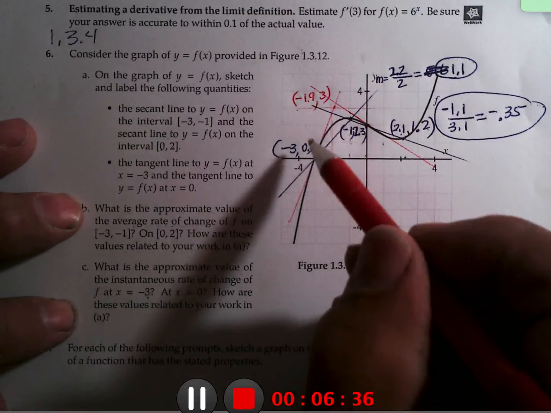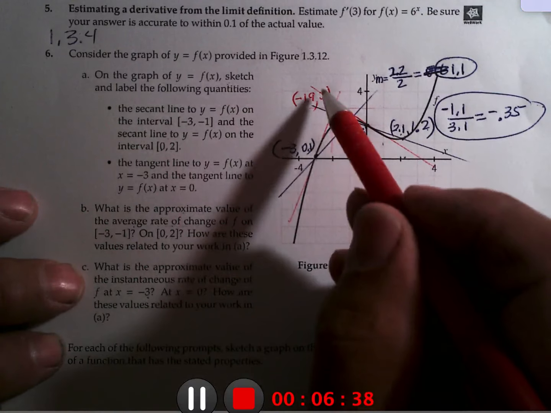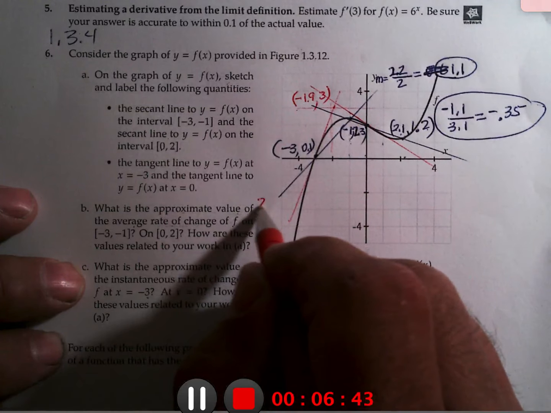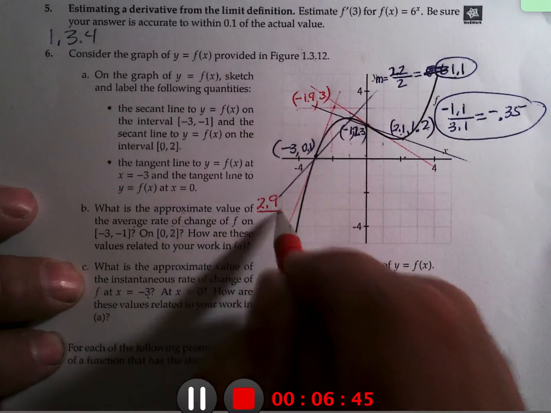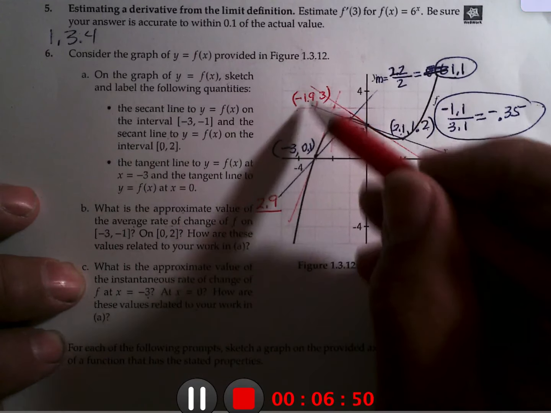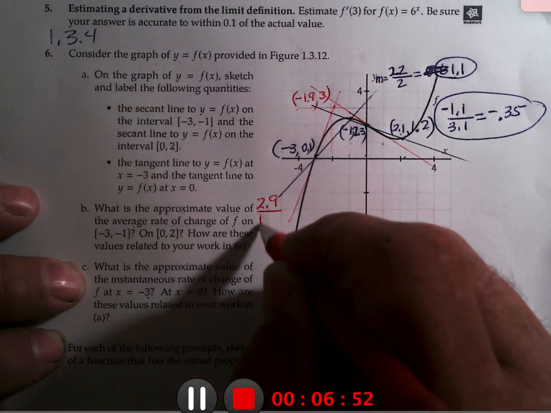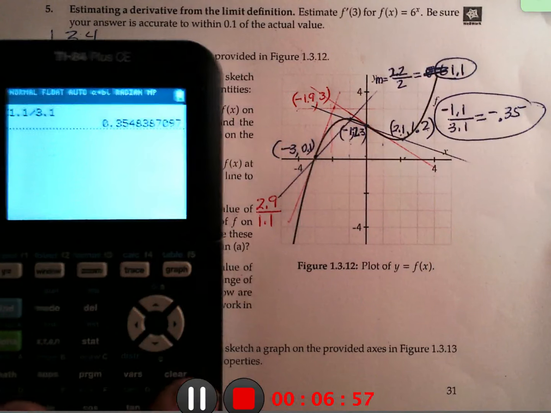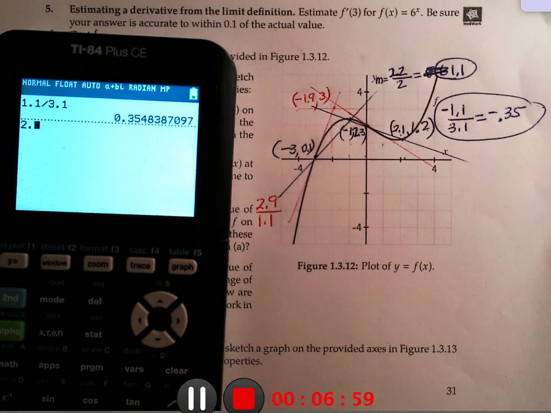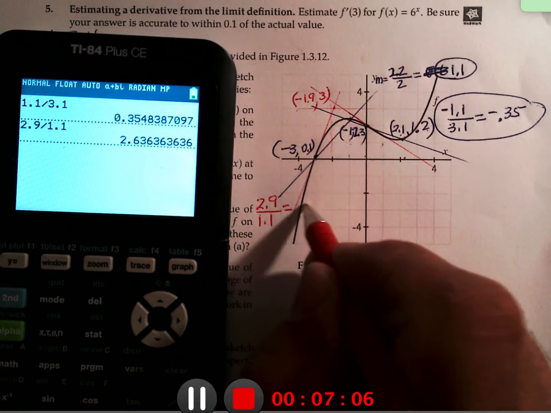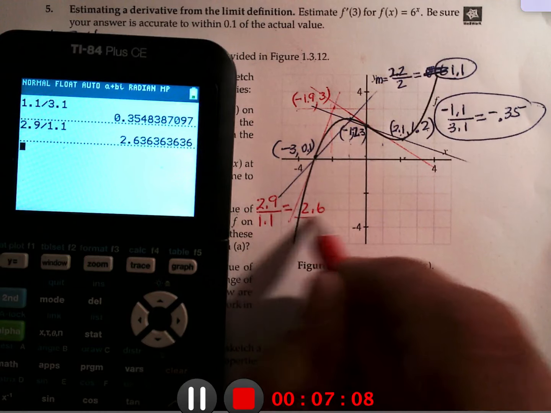so the change in y goes from 0.1 to 3, which is 2.9. That's the rise. Over the run, -3 to -1.9 is 1.1, which is approximately 2.6. You do the slope there.